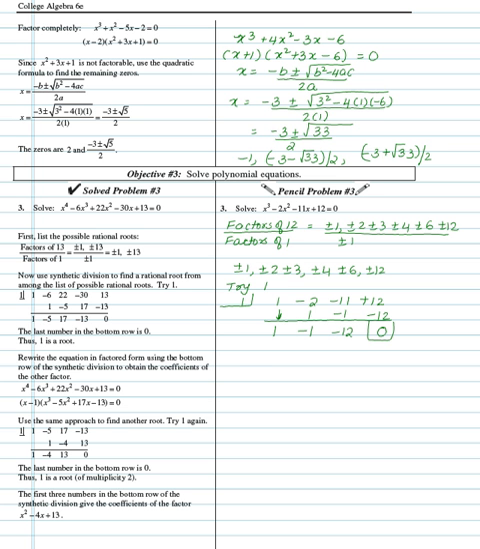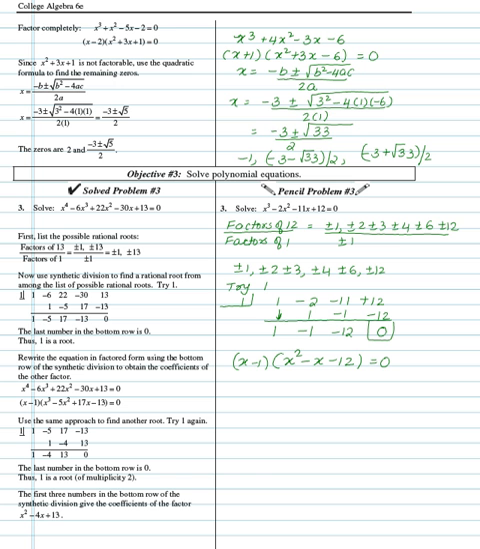So I know that if 1 is a root, x minus 1 is a factor. Now rewrite the equation in factored form using the bottom row of the synthetic division. How would I get that? Remember, the bottom row of the synthetic division gives the coefficients of the other factor. So the coefficients give x squared minus x minus 12.